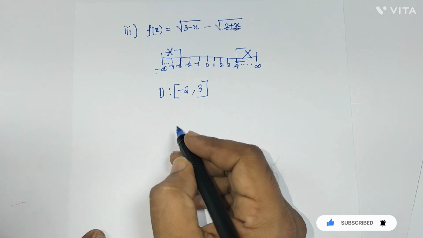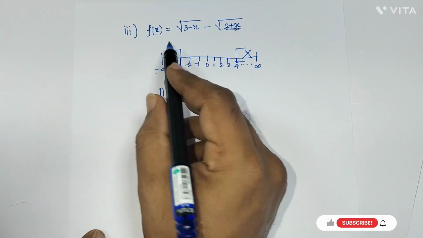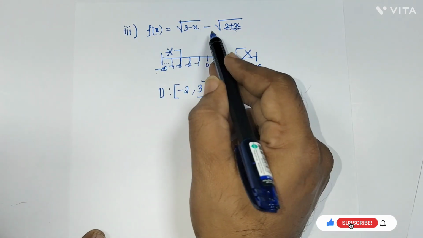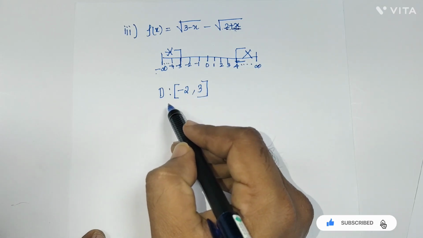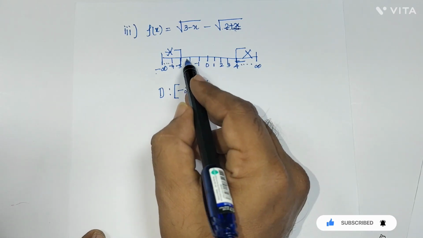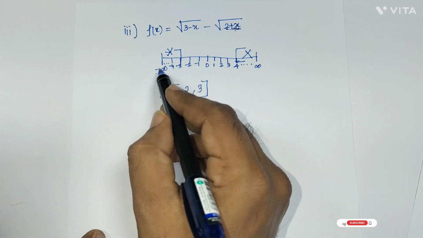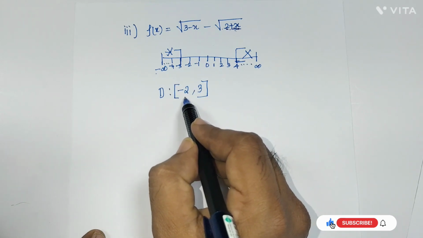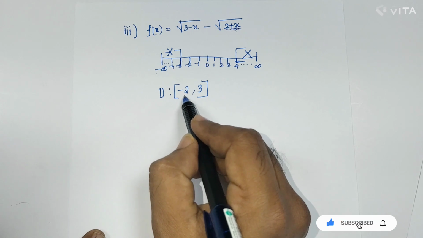Otherwise you are going to get the answer here. So this is your domain for this special function. Whenever you have a square root, you have to identify the domain very carefully. Because here, after minus 2, we cannot apply all the other elements, so we eliminated those. The remaining we write in a closed bracket. Closed bracket means this minus 2 is included.